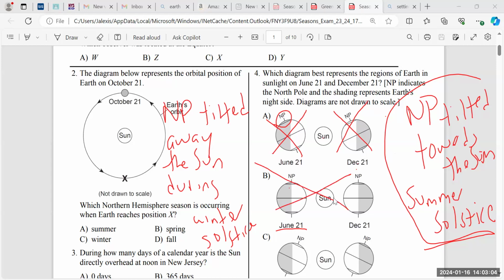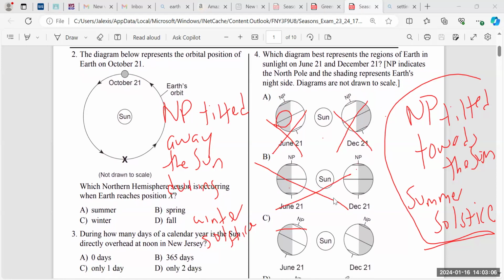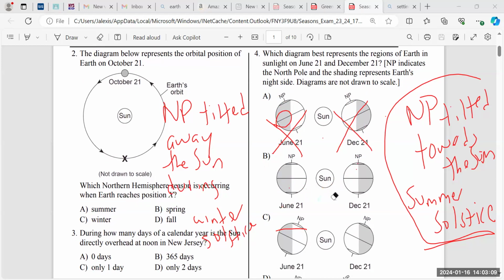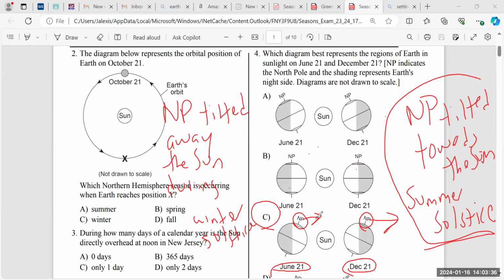However, when I'm scrolling and I look at C, all right, when I look at C, let's see. One thing I notice, I see in June 21st, the North Pole is tilting towards the sun, right? So that is correct. And during the winter solstice, the North Pole has to tilt away from the sun. That's why the correct answer is choice C, right?